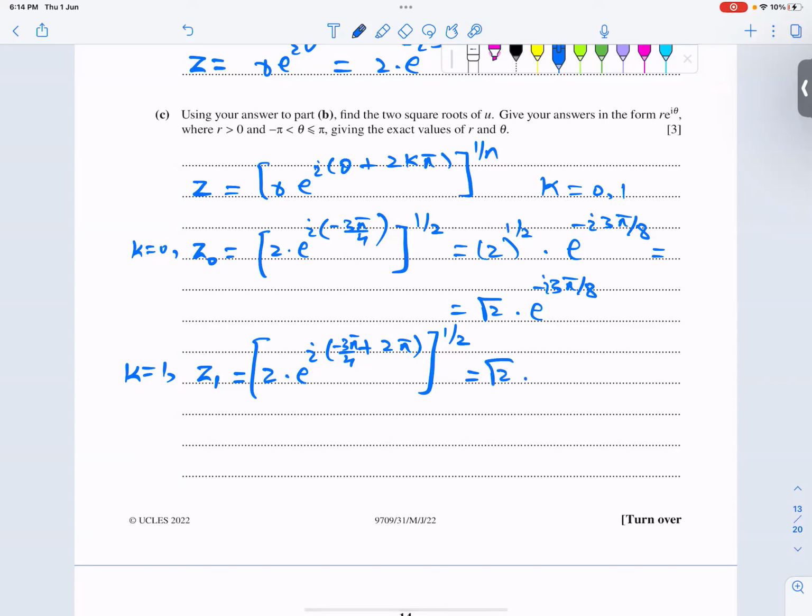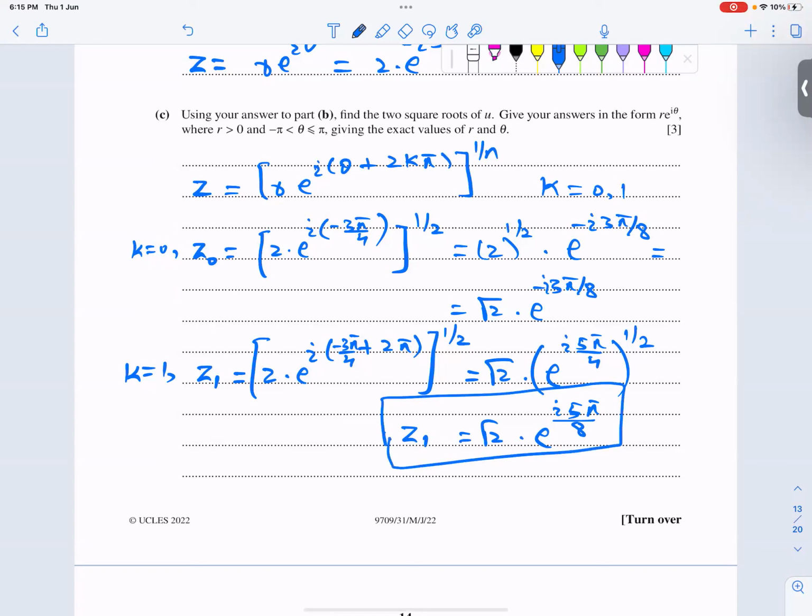This will be square root 2, and then e to the, if you calculate minus 3 pi by 4 plus 2 pi, this will be, 4 twos are 8, 8 minus 3, this will be just i 5 pi by 4 whole power 1 by 2. So square root 2 e to the power i 5 pi divided by 8. So this was the second square root of the above u.